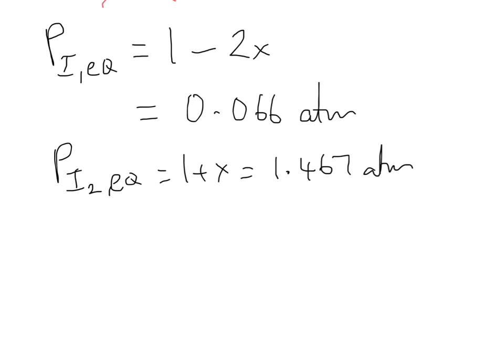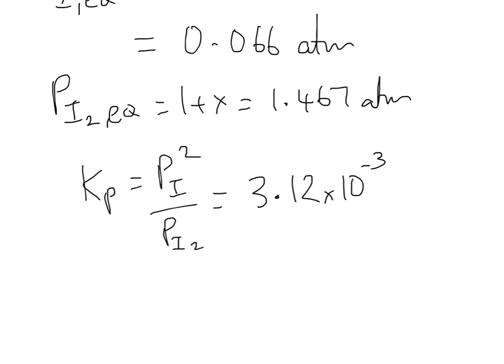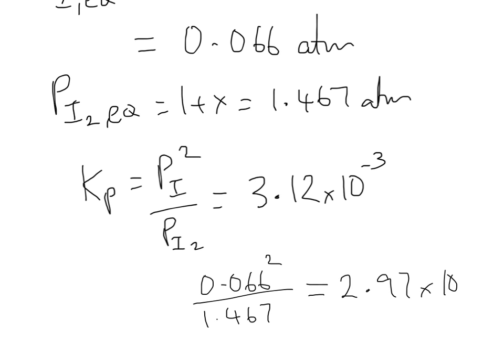So there we've solved. Now, the last step's optional, but I would probably go ahead and advise you to do it anyway. How do we know we got it right? Well, we can substitute back in, and there'll be some round-off error because I've not been very careful in this problem. And we know that it's supposed to equal 3.12 times 10 to the minus 3. So if we go ahead and we check, partial of iodine atoms, 0.066, we're squaring that, dividing by the partial of iodine molecules, 1.467, and if we calculate that, we get 2.97 times 10 to the minus 3.